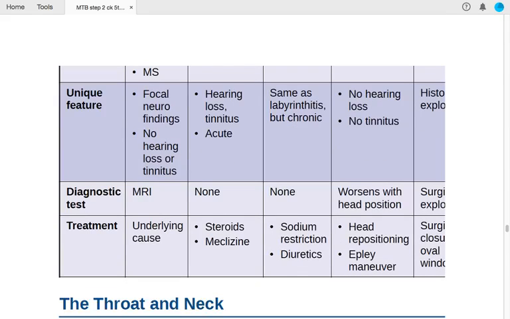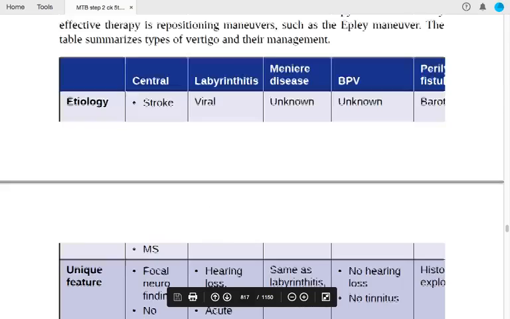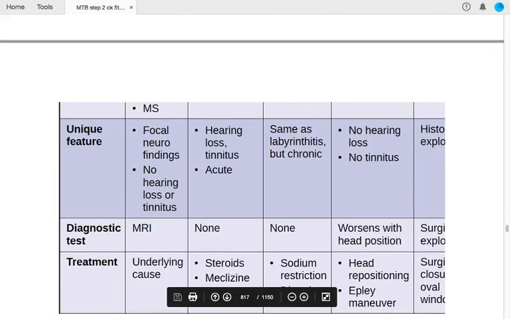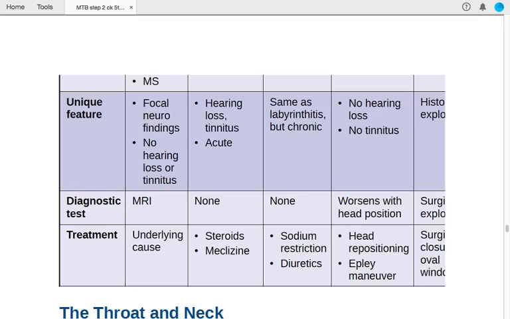The underlying cause we have to treat in case of the central one. We can give steroids and meclizine in case of labyrinthitis. We can do sodium restriction and advise diuretics, right? The use of diuretic and sodium restriction for Meniere's disease. This usually is asked in the exam, right? And head repositioning and Epley maneuver, especially in the case of BPV, and surgical closure of the oval window, especially in the case of, yes, perilymph fistula.